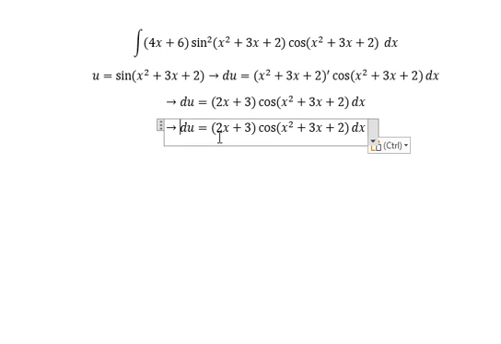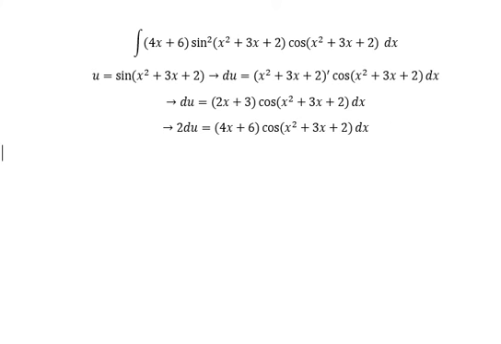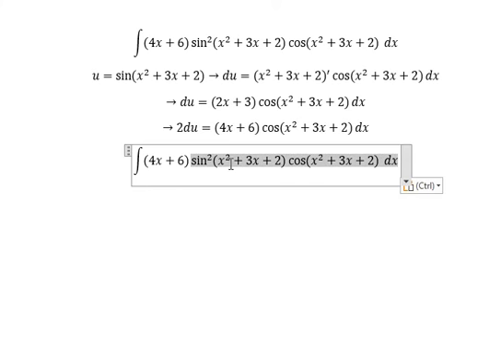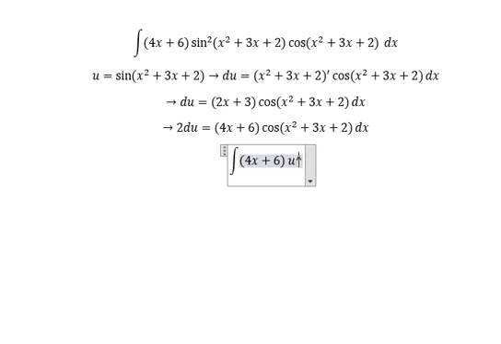So we need to multiply both sides by the number 2, and here we have 4s plus 6. This one we change to u, and we have u squared in here. 4s plus 6 times cosine of this one we change to 2 du.